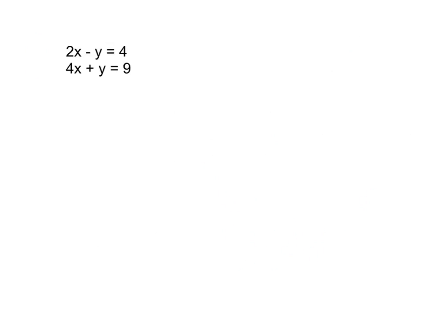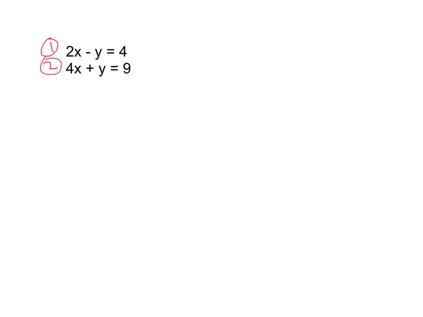So let's go back to our original problem that we had at the beginning of the video. 2x minus y is equal to 4. 4x plus y is equal to 9. And let's solve this. Instead of looking at it by graphing, let's get an exact number. So, first things first, label 1, 2. Isolate a variable. It doesn't matter which one you isolate, but just isolate one of them.